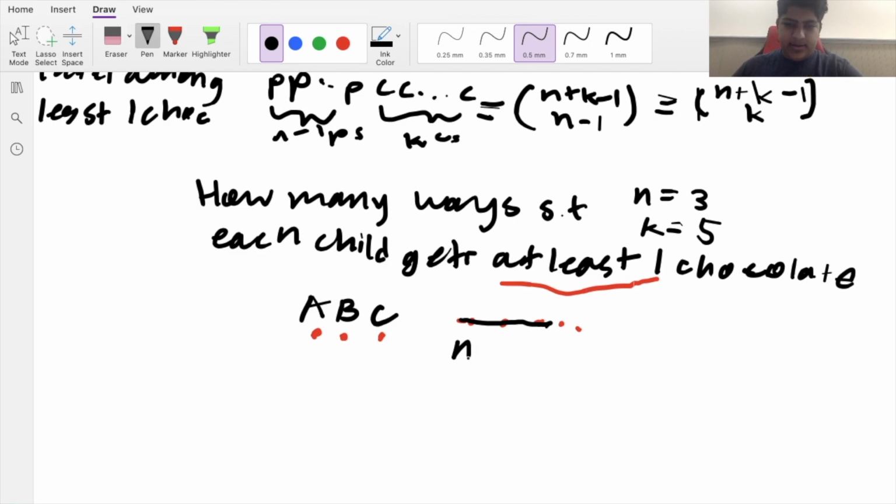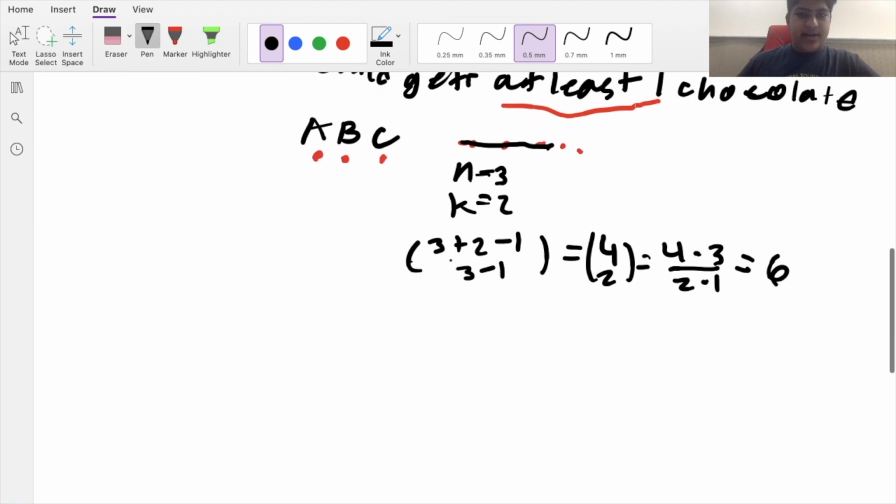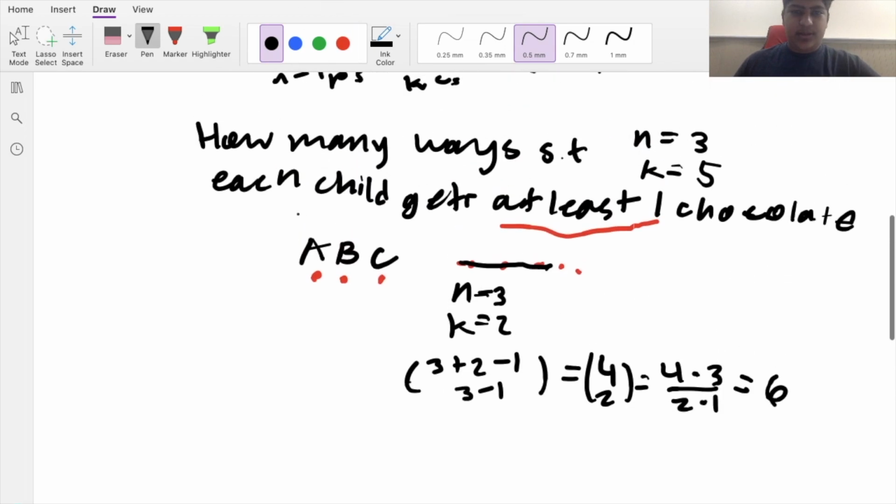So we have n equals 3, k equals 2 in this case. So we have a result of n, which is 3, plus k, which is 2, minus 1. Choose n minus 1, which is 3 minus 1. This is equal to 4 choose 2, which is equal to 4 times 3 divided by 2 times 1, which itself is equal to 6. And now we have solved this problem. Now finally, let's create a generalized formula for this case as well.